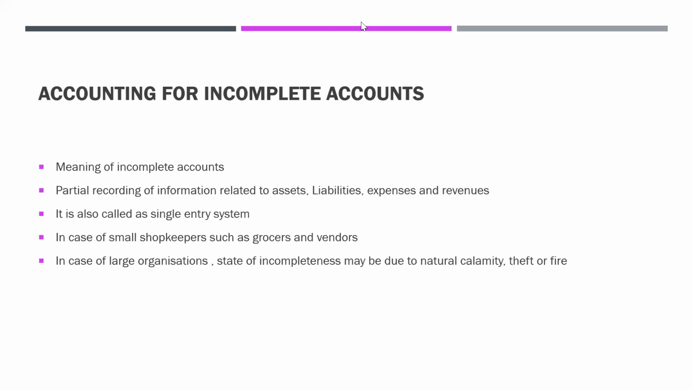Now let us come to our first chapter, that is accounting for incomplete accounts. The meaning itself, incomplete, means it is not complete. The accounts presented in front of you are not complete accounts. The information is not fully given. Normally when we prepare accounts, we are given both effects, debit and credit.